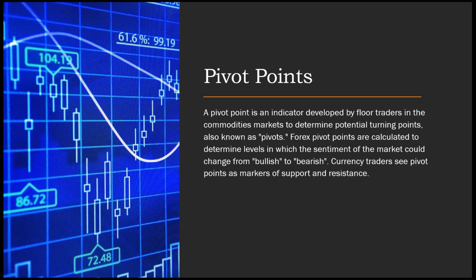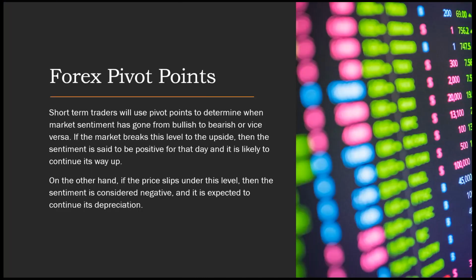also known as pivots. Forex pivot points are calculated to determine levels in which the sentiment of the market could change from bullish to bearish. Cryptocurrency or currency traders see pivots as markers of support and resistance levels. Short-term traders will use pivot points to determine when market sentiment has gone from bullish to bearish or vice versa. If the market breaks this level to the upside, then the sentiment is said to have shifted to the positive. On the other hand, if price slips under this level, then sentiment is considered negative.